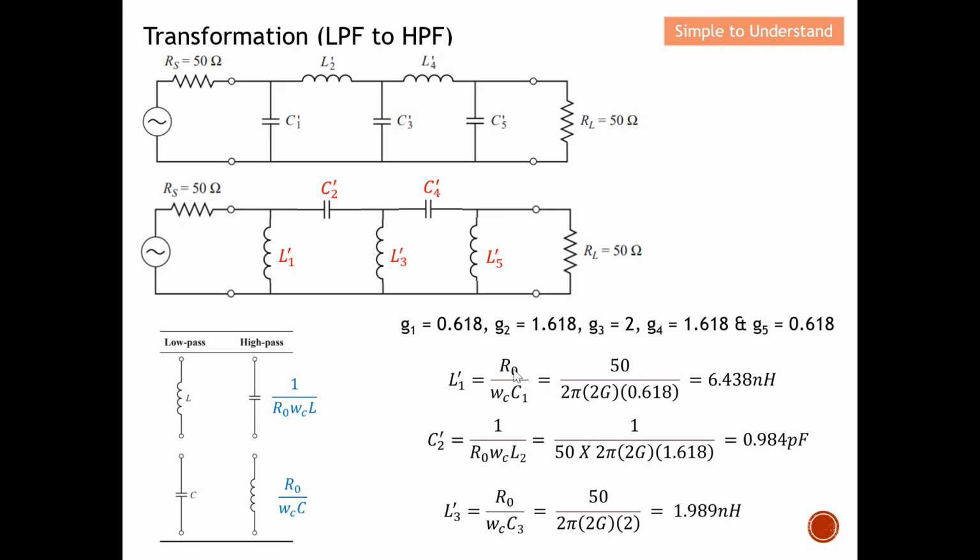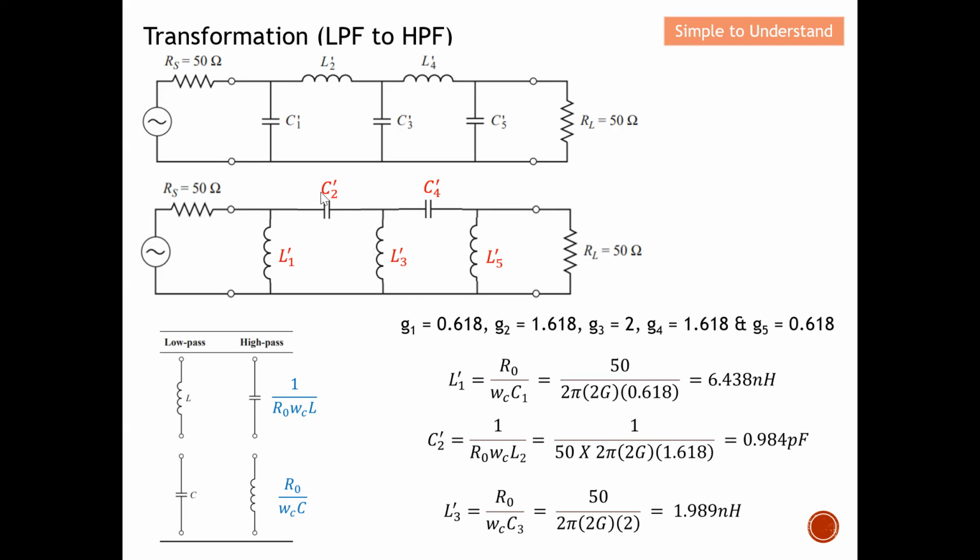So how can we actually get the number? R0 is 50. This WC is equals to 2 pi F. F will be the cutoff frequency which is at 2 gigahertz. This C1 will be equals to G1, which will be equals to 0.618. So from here, I can actually calculate that my L1 will be equals to 6.438 nanohenry. So basically this is how we actually transform from low pass filter to high pass filter, from C to L, and basically I have shown it to you how can we actually obtain the L value by this formula in order to get this 6.438 nanohenry.